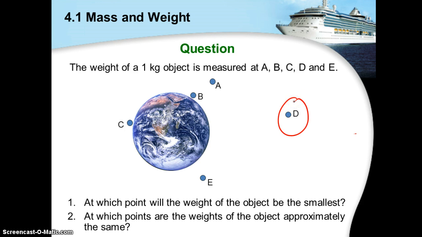At which points is the weight approximately the same? Basically there are two pairs. A and E are approximately the same. They are the same distance away. And C and B.